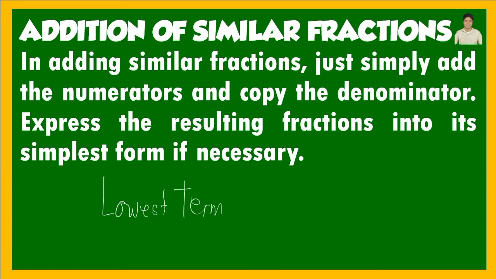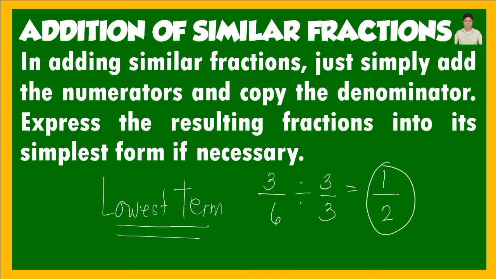Like for example, kung ang nakuha mong sagot is 3 over 6, hindi po yan ang final answer. Kailangan po nating i-lowest term yung 3 over 6. So paano po yan ilo-lowest term? Just simply look at the greatest common factor of the numerator and denominator. In this case, yung GCF ng 3 and 6 is 3. So we will divide both numerator and denominator by 3. That is 3 divided by 3, 1, over 6 divided by 3, 2. Therefore, 3 over 6 is equal to 1 over 2. So yun po yung simplest form natin, yung 1/2.